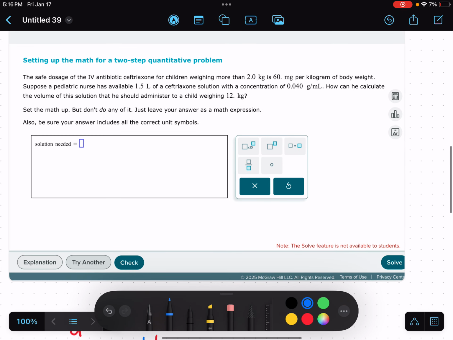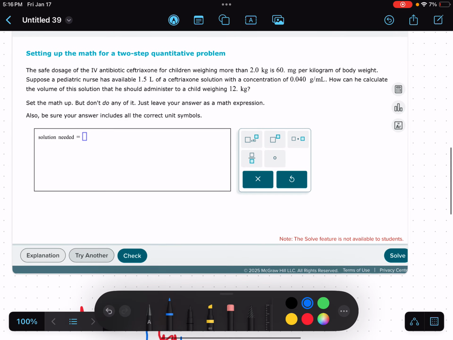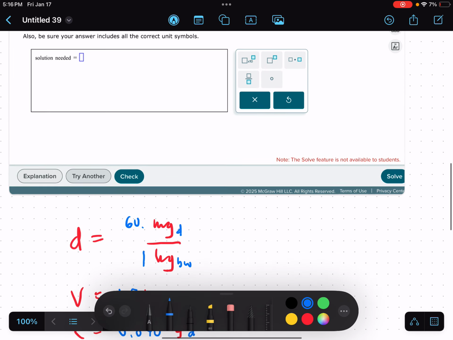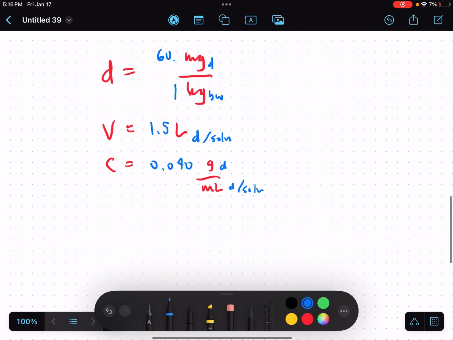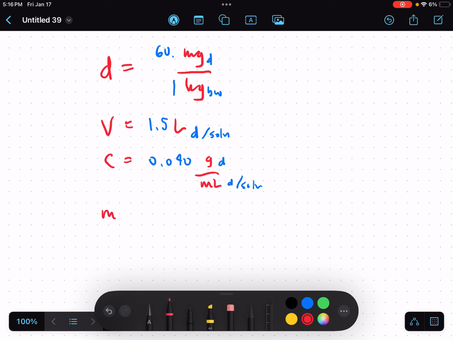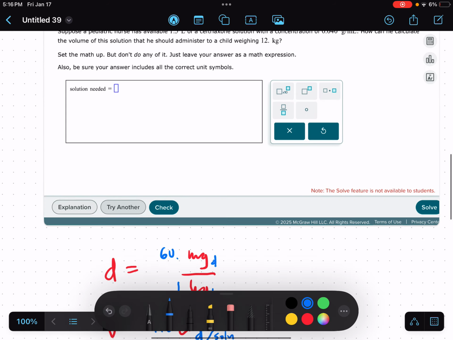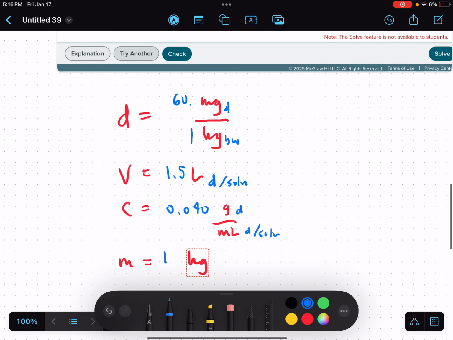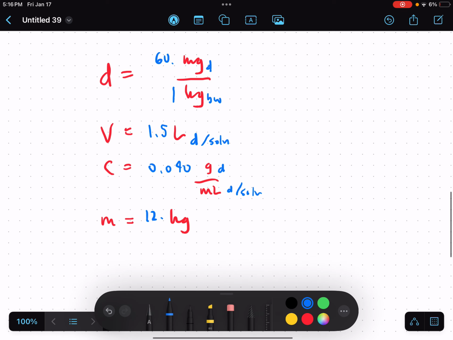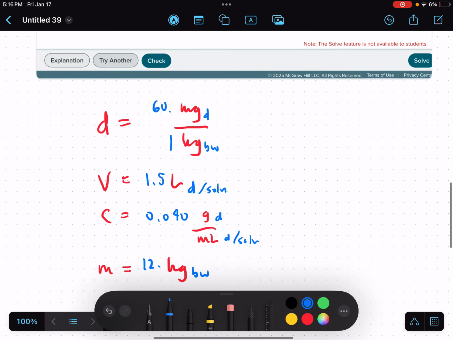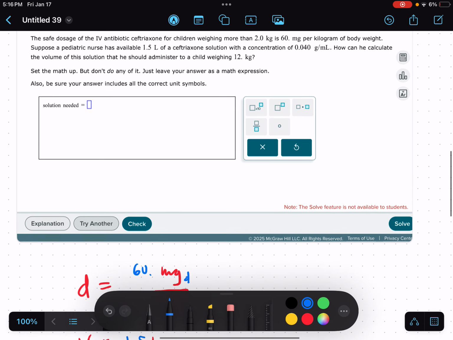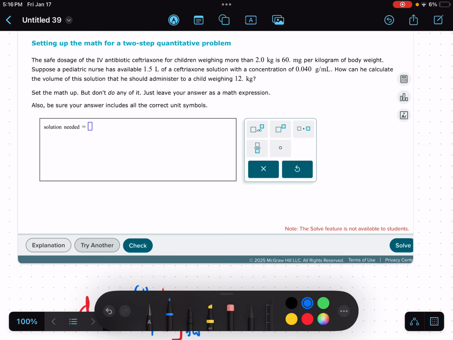Okay, so finally, how can he calculate the volume of this that he needs if he's got a child that weighs 12 kilograms? Okay, so let's just say mass of the child. I have no idea how big that is, but this is going to be kilograms, and it was 12 kilograms, and this is body weight, right? That's a child. This is body weight. Okay, so these subscripts and everything are really going to help me figure this out. How much solution do I need?